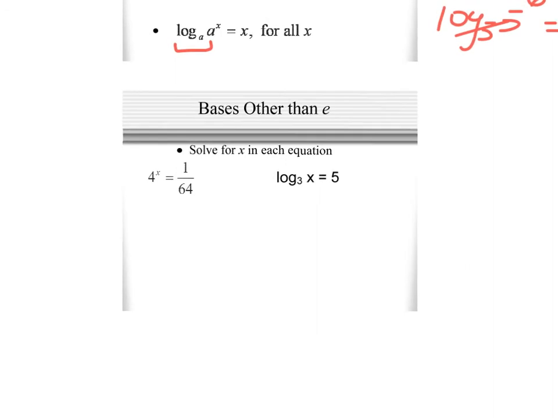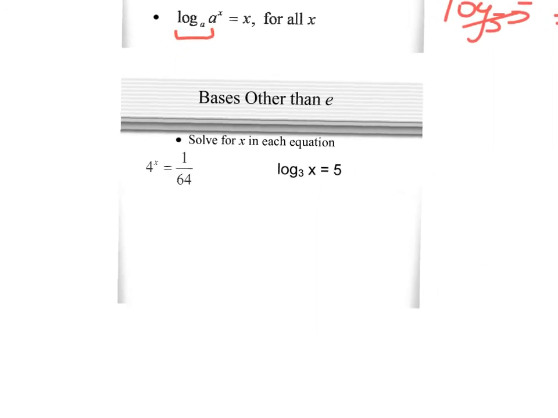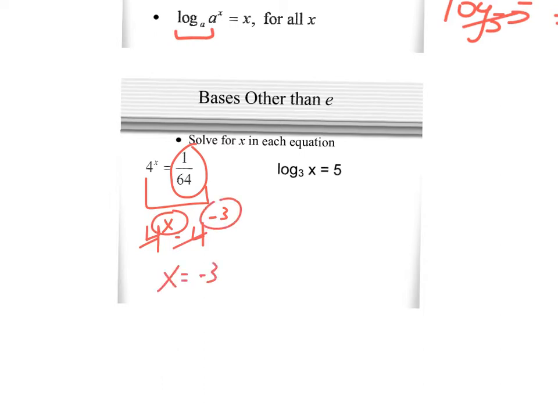I know I'm running through this really quickly, but these should be all reminders for you. To solve equations with bases other than e, especially for exponentials, get them to have the same base. So what this means is I can turn 1 over 64 into a base of 4. First of all, I know it's going to be negative because this is a fraction. And then 4 to the third is 64. Once you have that same base, I know these have to be equal. So x is negative 3.